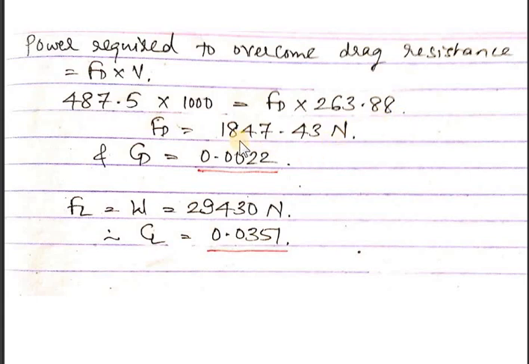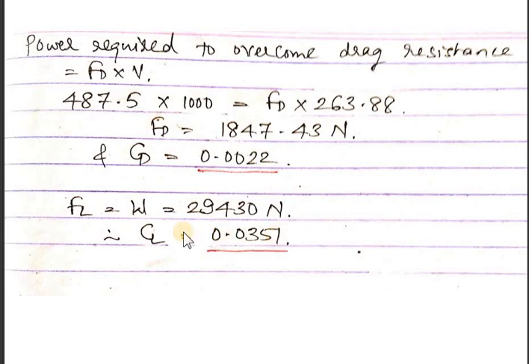So I can consider that, and I can find out the total drag force which is acting on the body, not the power which is overcoming the drag force and moving in the forward direction. That is something different. Here we are talking about the drag force which is emerging from the body. That force comes to be 1847.43 newtons. This is due to the wing body. And CD you can find out by the formula, that is coming around 0.0022.